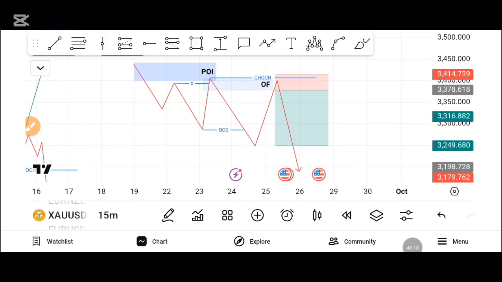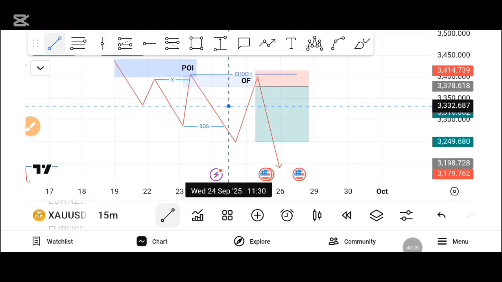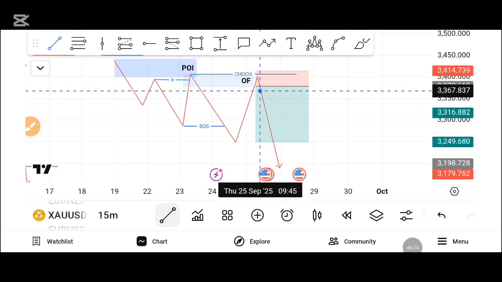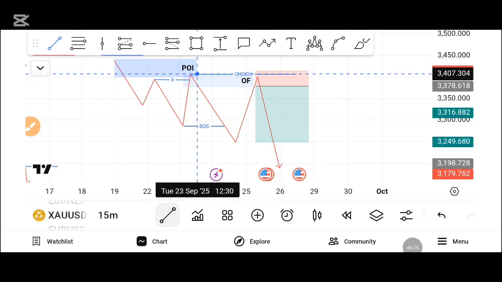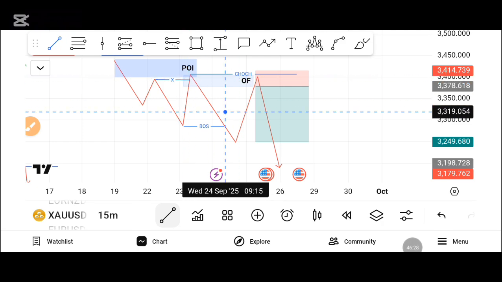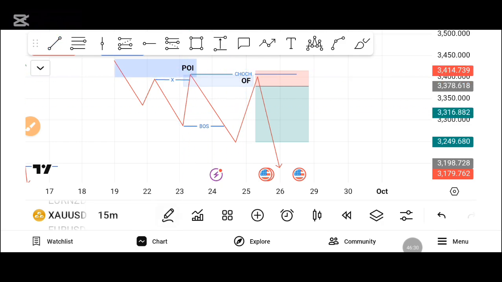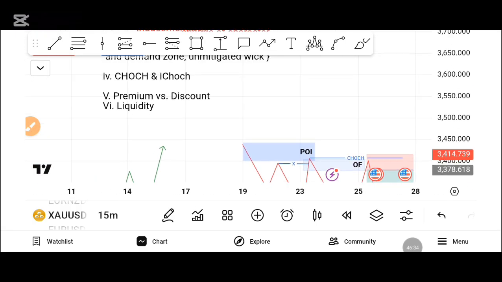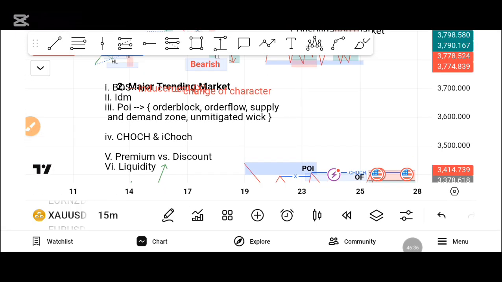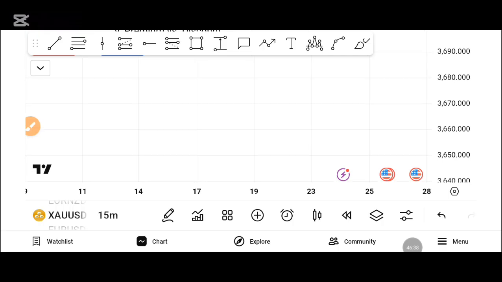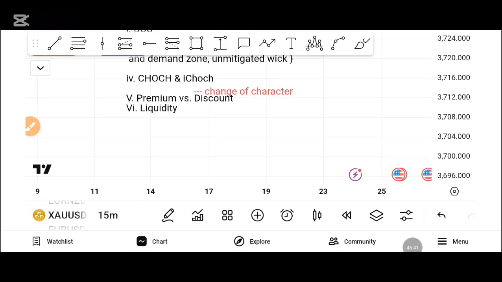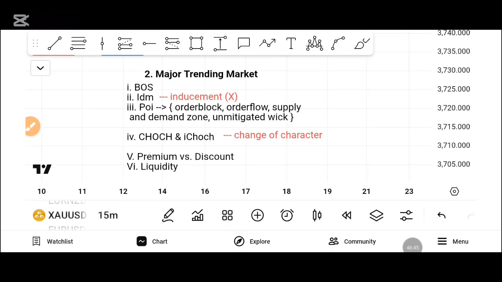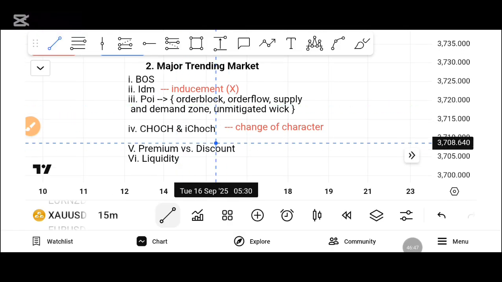So this is how you can make money from this trade. Now you see your inducement, your break of structure, and your CHoCH. Don't worry if you are finding it difficult to understand this concept, you can rewatch this video once more to understand it. The next on our list is premium versus discount.